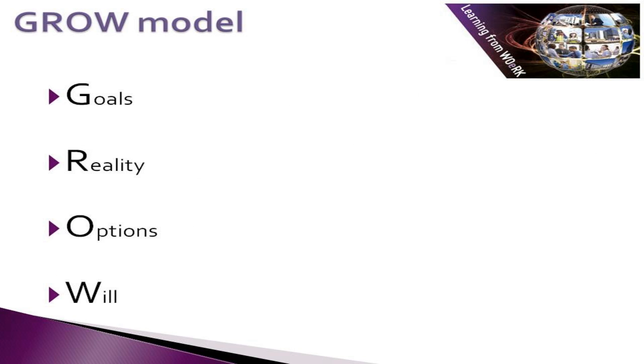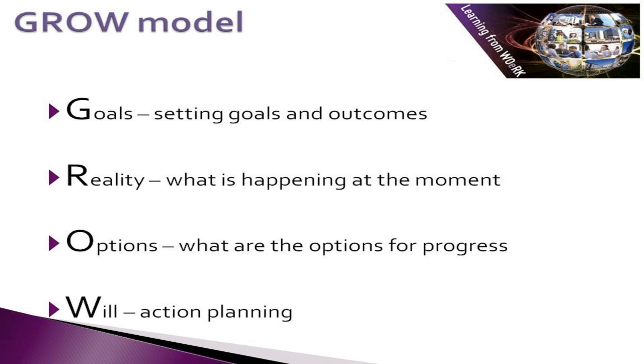So, GROW stands for goals, reality, options, and will. The goals section is where you will set goals and outcomes for the session. The reality bit is about what is happening at the moment. What is the client's current reality? What is going on? How are they reacting to it? And what are the results that they're getting now?